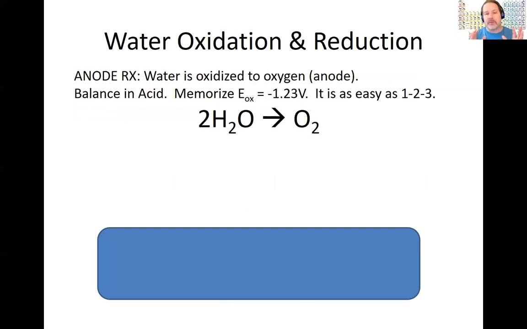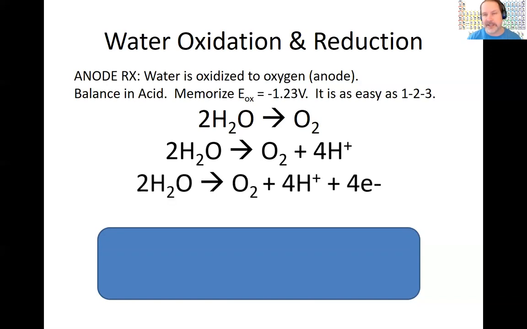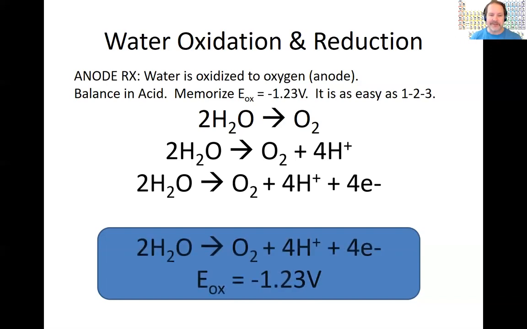If we have water that's going to make oxygen, we need to start balancing. Remember our rules. We balance with water first. So I'm going to put 2 waters on my reactant side. That gives me the 2 oxygens to balance with the two oxygens on the product side. Then next we come in with hydrogen. So I'm going to put 4 hydrogens on the product side. And then to balance those 4 plus charges, I need 4 electrons. There we go. I'm losing electrons. That's oxidation. And I just created the reaction that occurs at the anode. Go check it out. Negative 1.23 volts.